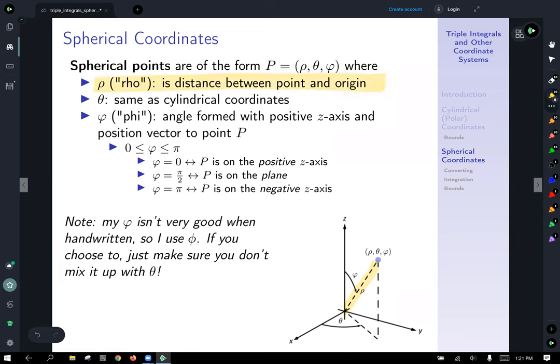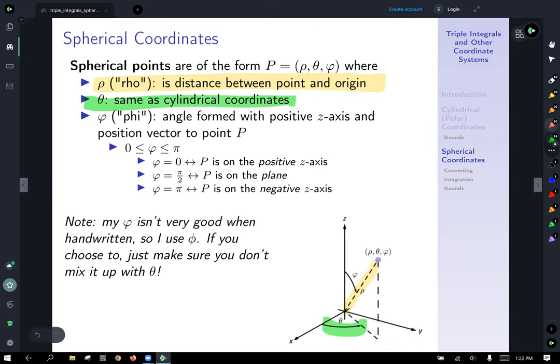And then theta is the same as in cylindrical coordinates or polar coordinates. So down in the xy plane, letting theta vary tells you, okay, you've got a distance from the origin. Let's swing it out off that x-axis in the usual anti-clockwise direction in the plane. That gives us a direction to put that distance.